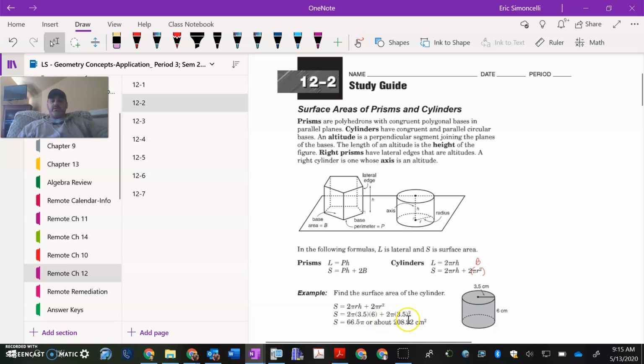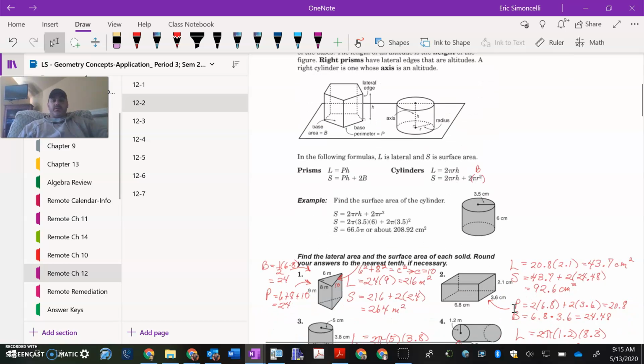So that analysis will lead to, in the following way, 66.5 pi, or approximately 208.92 centimeters squared. So that is the surface area of the cylinder, not just the surrounding lateral area, it's also the top and bottom circles combined. Let's move on.